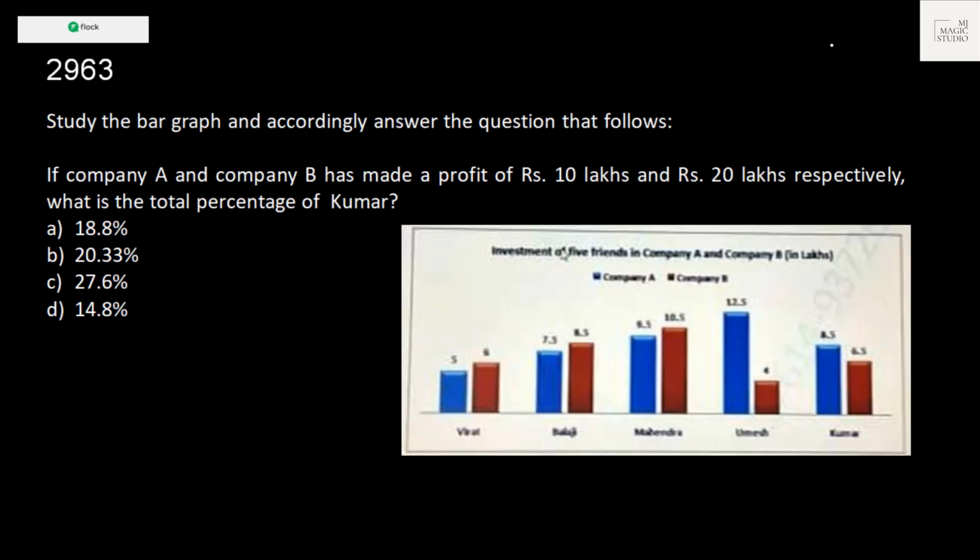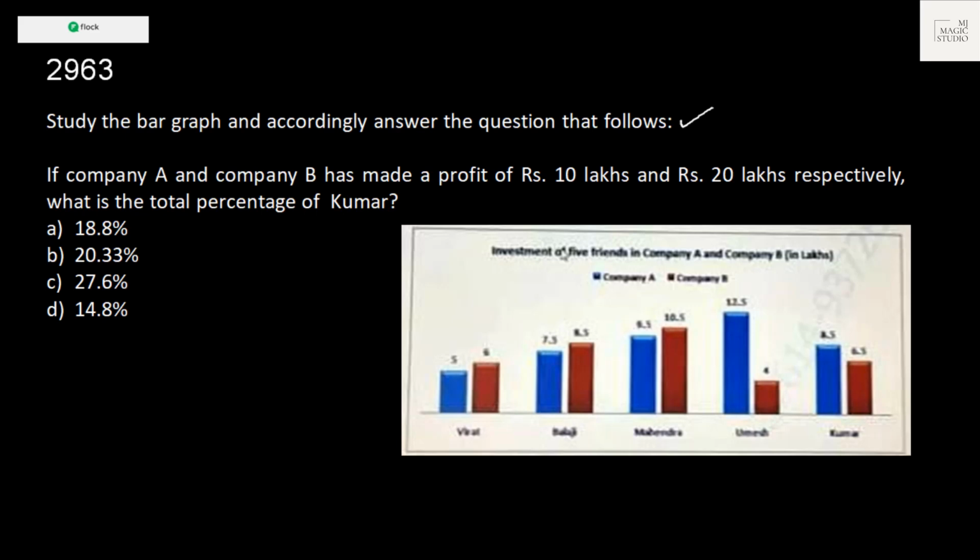So one more from the bar graph. Study the bar graph and accordingly answer the questions that follow. This is investment of 5 friends in company A and company B in lakhs. Company A is blue, company B is red. So the 5 friends are Virat, Balaji, Mahindra, Umesh and Kumar.